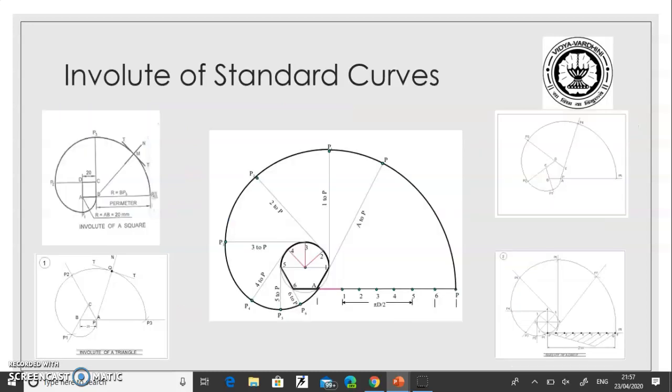Involute of standard curves. Here we have shown some standard geometric shapes, which are a square, a triangle, a pentagon and a circle, and these are the curves traced by the inelastic string. Like this it is wound on the object. There are some composite shapes also, such as a half pentagon and half semicircle. So the curve traced by this string will be called an involute.